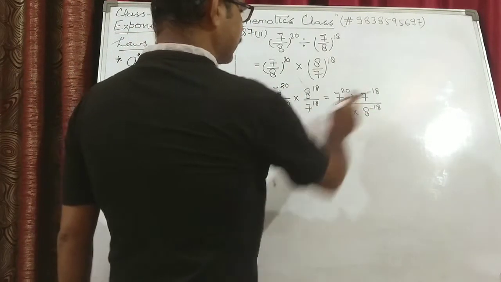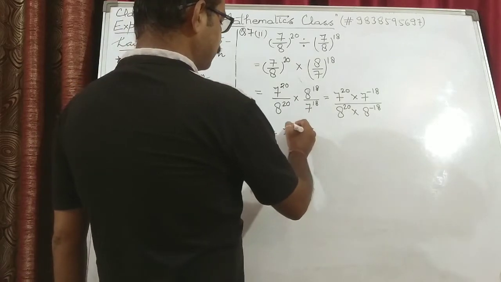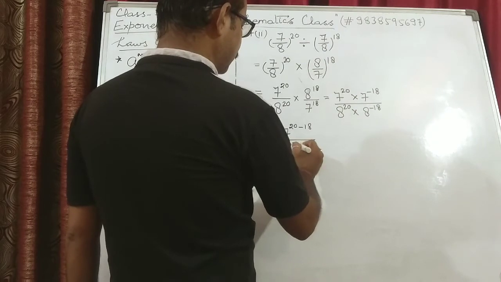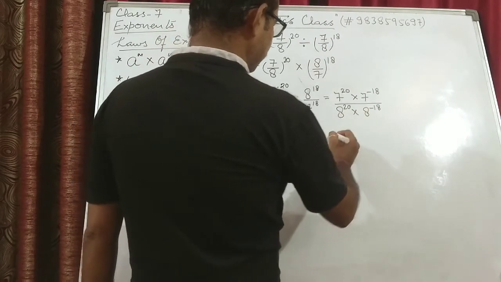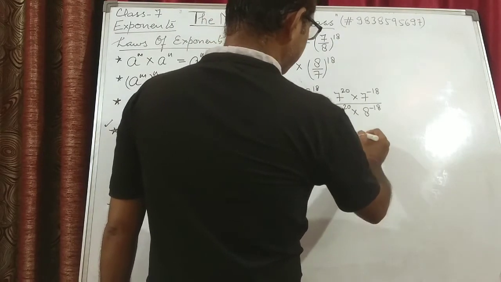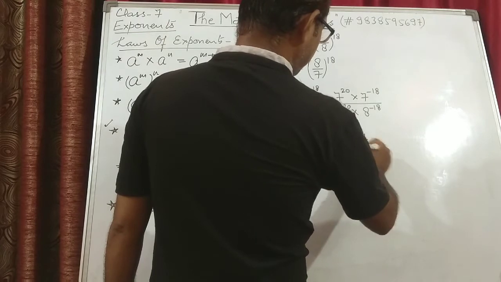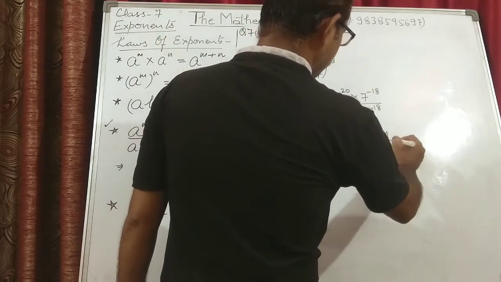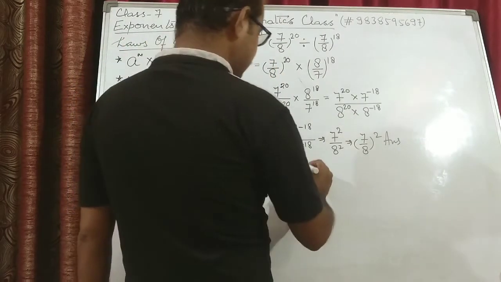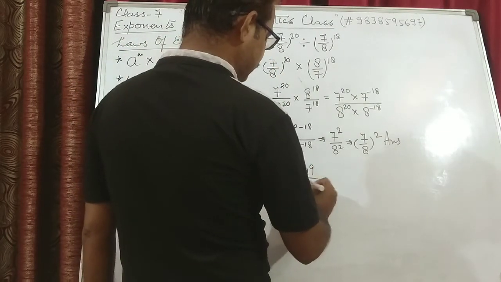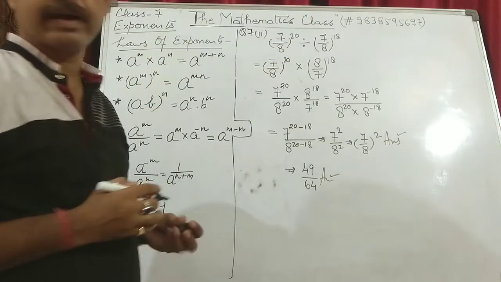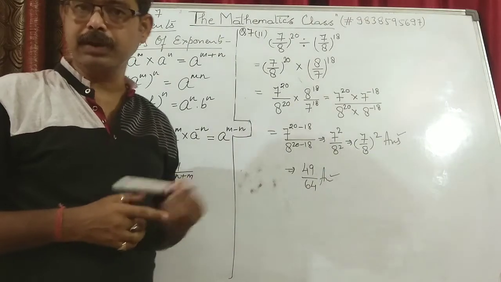Now we know when the bases are equal, powers get added. So 7 to the power 20 minus 18 upon 8 to the power 20 minus 18. So that will be 7 to the power 2 upon 8 to the power 2. So the final value is (7 upon 8) squared. If you want to write it in other form, that can be written as 7 sevens are 49 upon 8 eights are 64. Even this is the right answer. Now we move on to the third part.